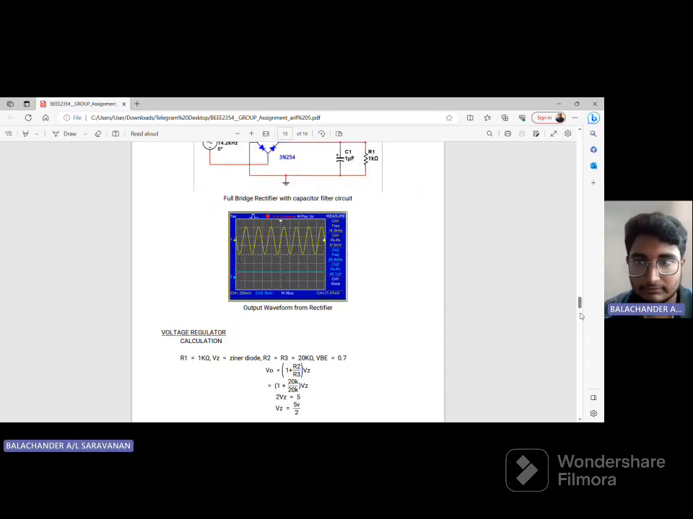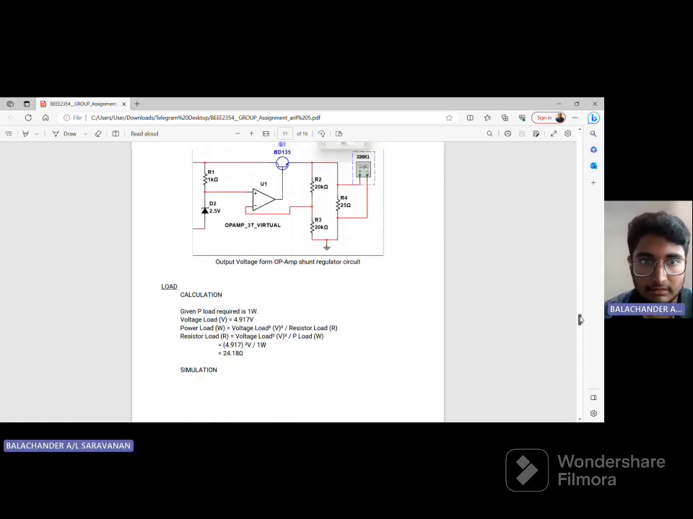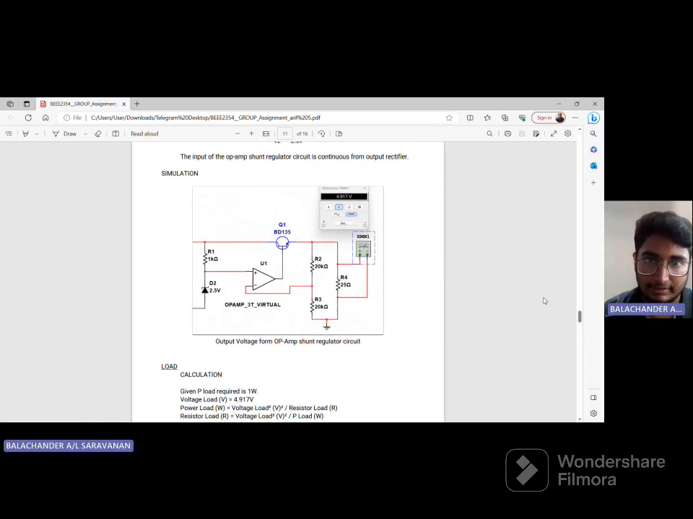So then after that we can get the output. So this is the output. We can get 4.917 volt, that is about 5 volt. So just now in the calculation also we used the 5 volt. So here also we get 4.917 volt.